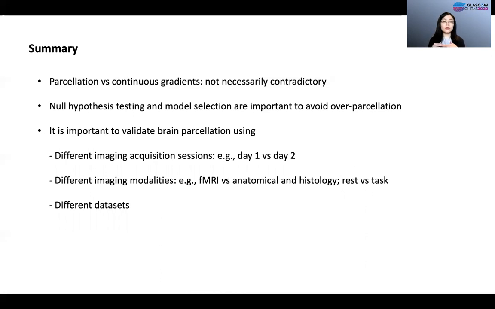Or if the brain atlas is derived from resting state, it will be very interesting to see how it performs in task fMRI. And if possible, it would be useful to validate your brain parcellation using different data sets, to control for demographic details and age range. It is also a way to address generalizability.